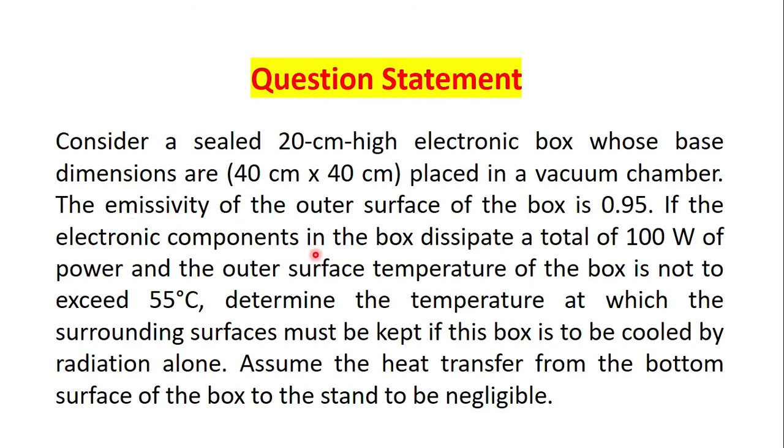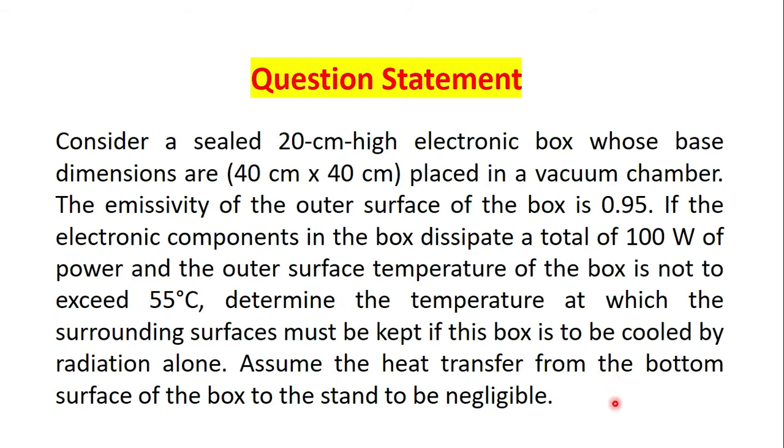If the electronic component in the box dissipates a total amount of heat equivalent to 100 watt, and the outer surface temperature of the box does not exceed 55 degrees centigrade, you have to determine the temperature at which the surrounding surfaces must be kept if the box is to be cooled by radiation alone. Assume the heat transfer from the bottom surface of the box to the stand to be negligible.